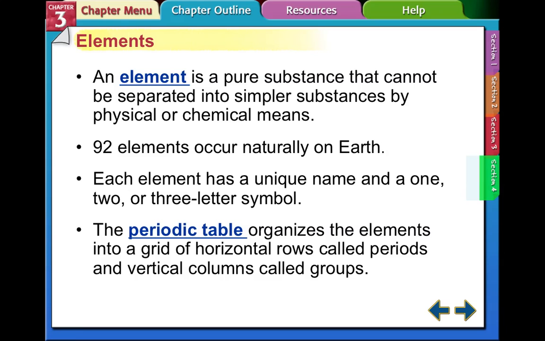There are 92 elements that occur naturally on the earth, a lot of them in the crust. Each element has a unique name. It is either a 1 or 2 letter symbol, or the unknowns have 3 letter symbols, always with the first one capitalized. And then they are all organized in what's called the periodic table. This organizes the elements into rows called periods, or vertical columns called groups or families.